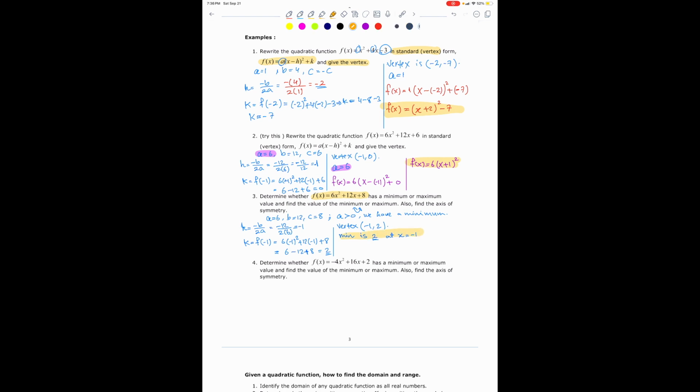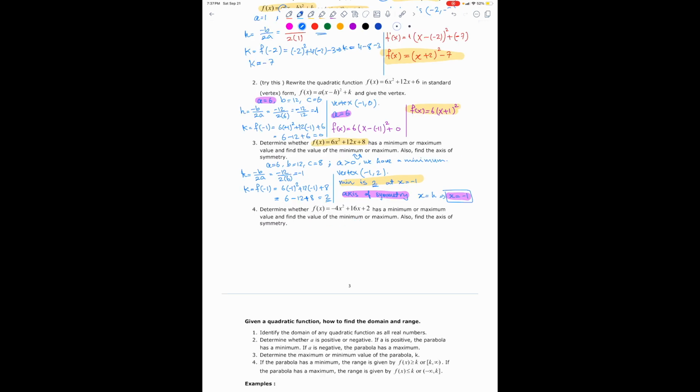Now, we're going to find the axis of symmetry. We know that the axis of symmetry is x is equal to h, which will lead to x equals negative 1 in this case. And that is the axis of symmetry. So let me just highlight that. So the axis of symmetry is x is equal to negative 1. It has to be an equation.